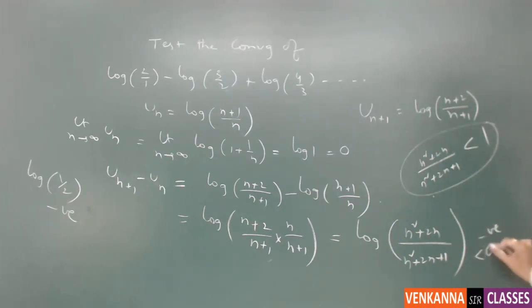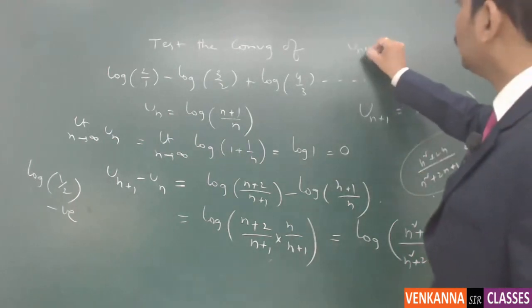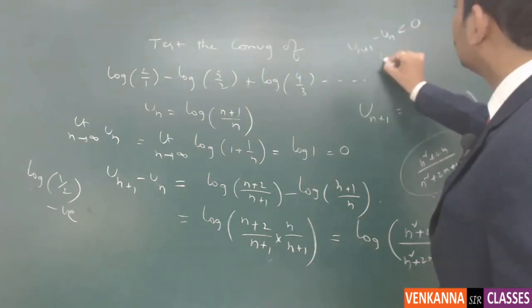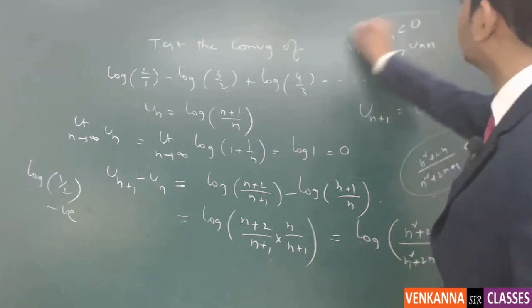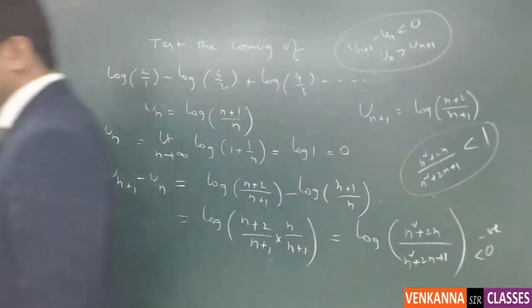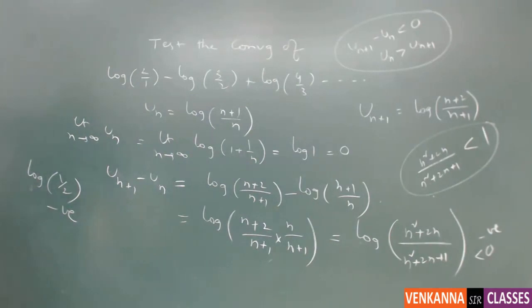This is nothing but less than 0. So you have proved that u(n+1) minus u(n) is less than 0. It is nothing but u(n) is greater than u(n+1). Therefore, it is a decreasing sequence. By Leibniz test, it is convergent. That is the conclusion. Any questions?